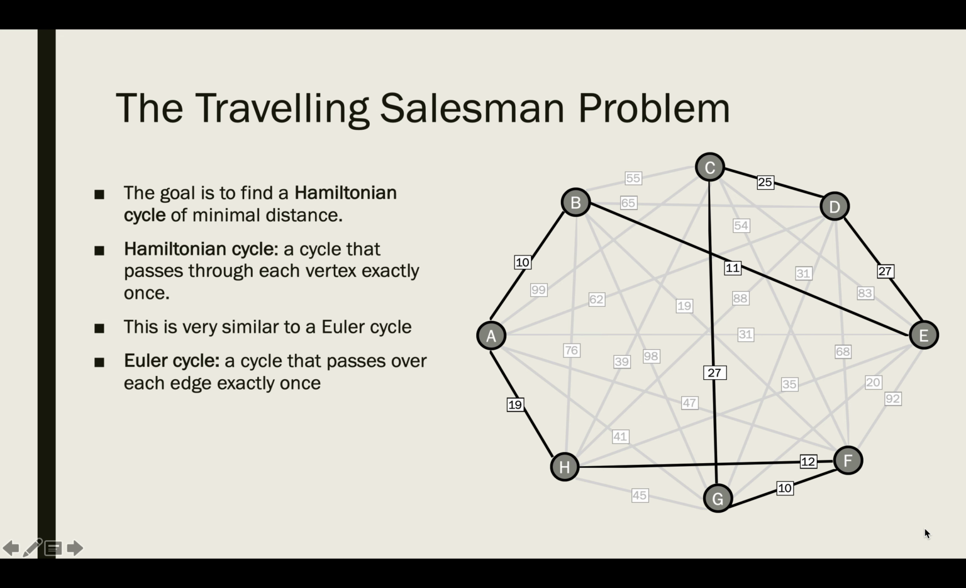All right, so this is actually another way to look at a graph where we're trying to find what's called a Hamiltonian cycle. And that Hamiltonian cycle needs to have a minimal distance. So what's a Hamiltonian cycle? That's a cycle in your graph. Here you can see I have a cycle A to B, B to E, D, C, G, F, H, and A. And this cycle can only pass through a vertex exactly once.